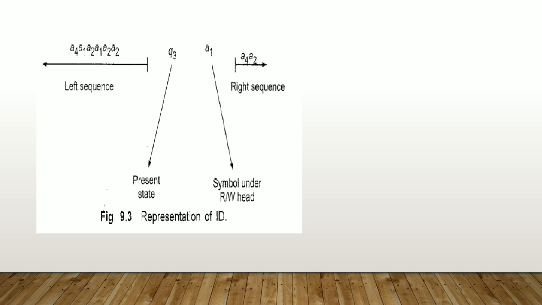So this is the representation of ID. We are at Q3 state. At Q3, head is pointing to A1. So at the left side of Q3, we have A4, A1, A2, A1, A2, A2, that is the left string to A1. And what is right to A1? Right to A1 is A4, A2. So we have left sequence and right sequence. This is how we can represent the ID of Turing machine. This is all about the representation of Turing machine.